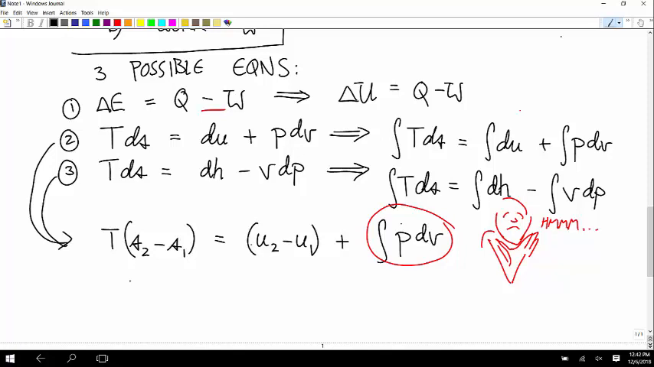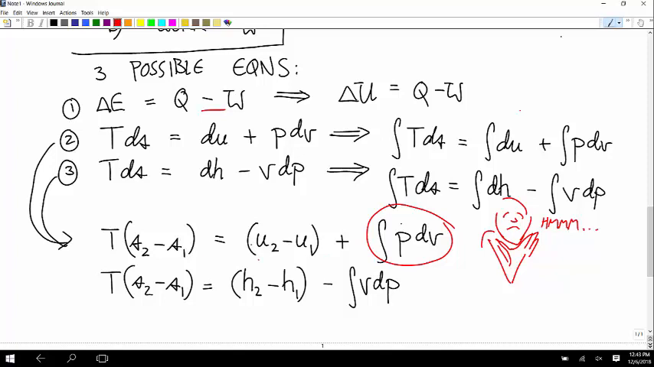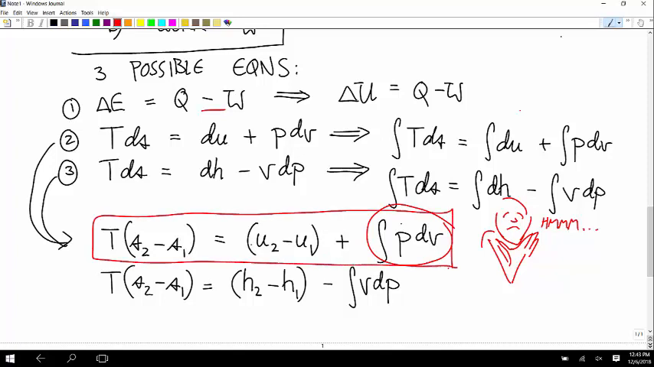The third equation, let's see if that gives us anything good. Integrate that, you get T times the quantity S2 minus S1 is equal to the quantity H2 minus H1 minus the integral of v dp. We don't have V as a function of P. That's just a mess. So let's put our eggs into the basket of this one, and set that one aside for now.